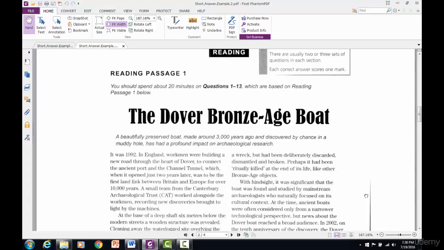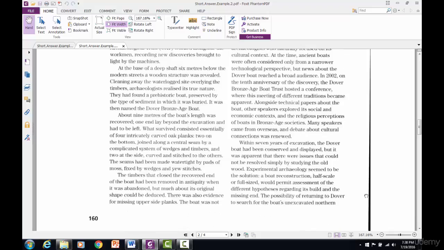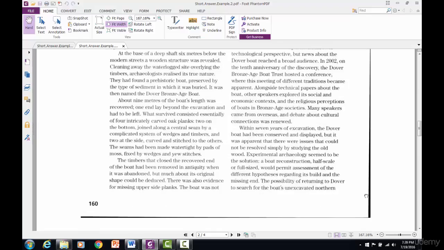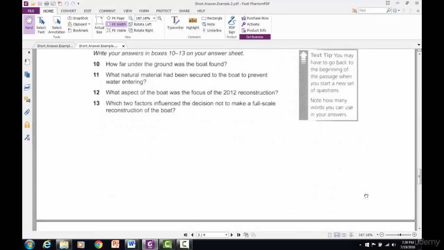The Dover Bronze Age boat. So let's go immediately to the questions. You don't have to read the introduction or read the topic sentences of the paragraphs. It's a waste of time. Go right to the questions. They go in order. We start with those first. Here we're focusing on our short answer questions.